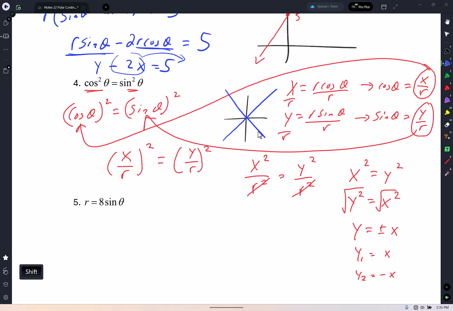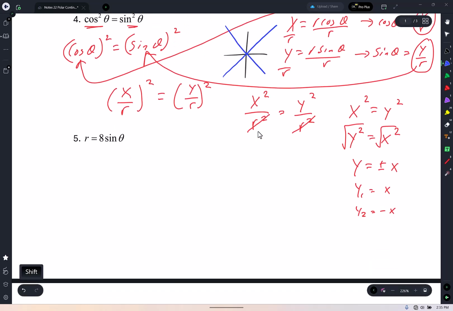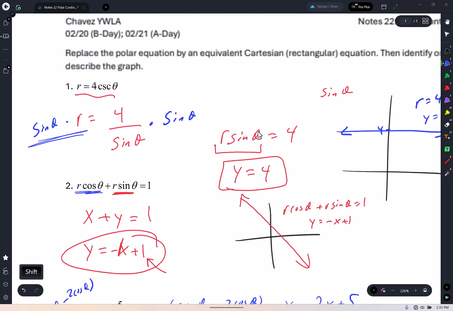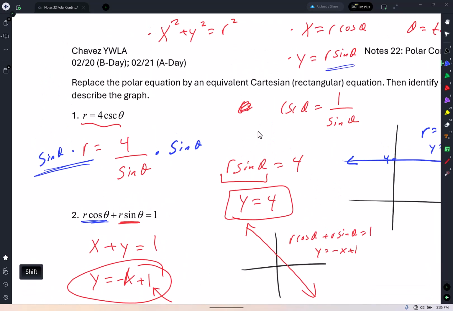All right. Let's go to number 5. R equals 8 sine theta. Okay, guys, so we're trying to get rid of this sine theta and that R. So let's focus on the sine theta. Don't worry, later on we're going to really focus on it. So how do I get rid of that sine theta? I need to have something in the front of that, no? If I want to replace it with Y, what do I need in front of it?